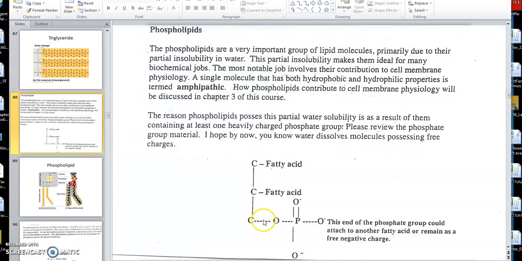You have glycerol again. Let's assume this is glycerol, like you had in a triglyceride. You hook a fatty acid to the first carbon, a fatty acid to the second carbon, and then to the third carbon, you hook this phosphate group that I mentioned in the functional groups. And the phosphate group has a charge.